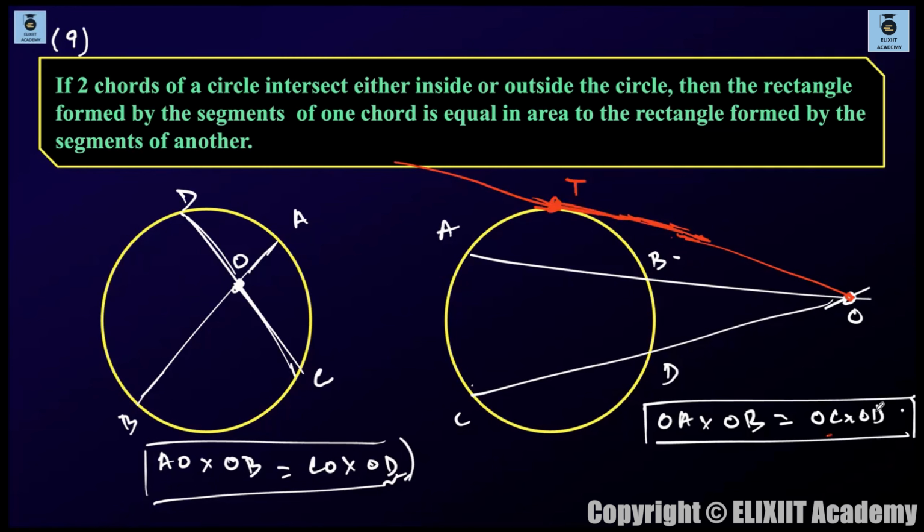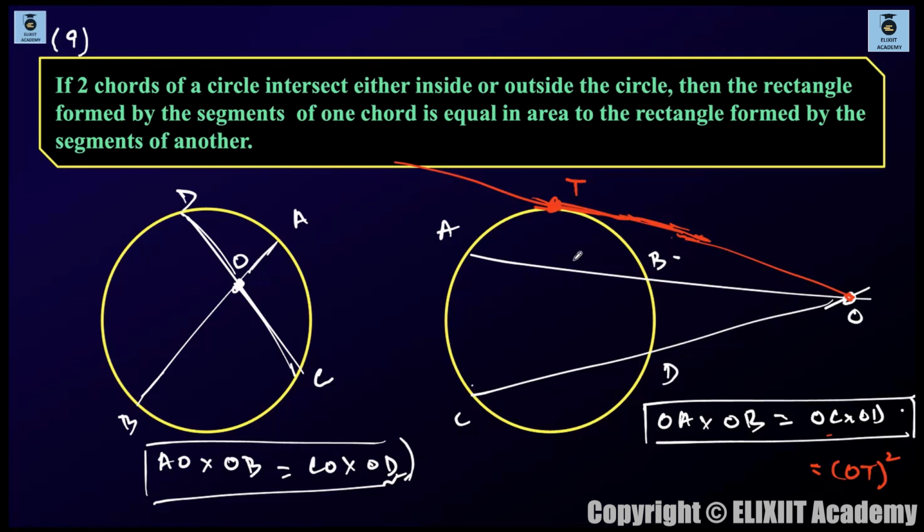OC times OD, we have done, is the same as OA times OB, which is the same as OT square. This is always true. A very important statement here.